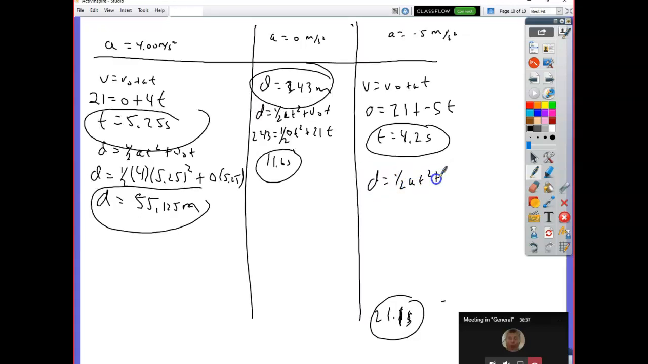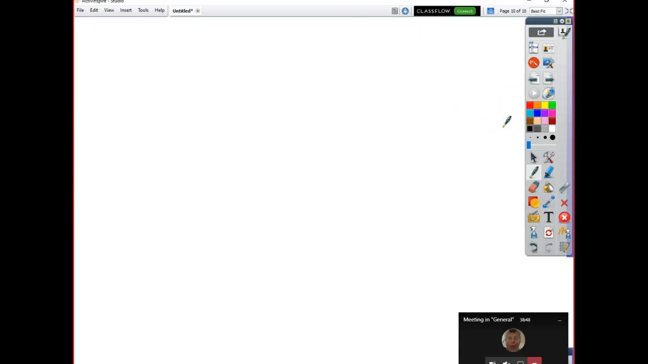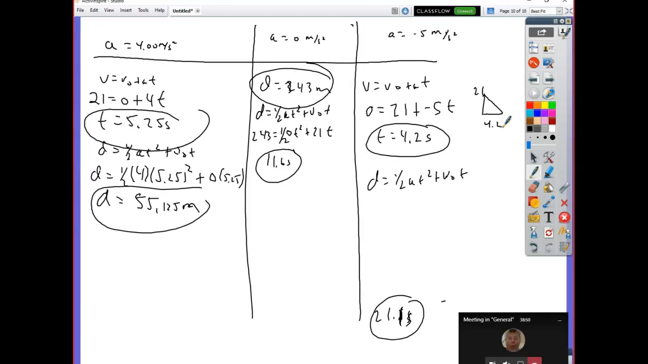I better use some displacement. 1/2 at squared plus v naught t. And this is a case where if you remember what you're doing, you could draw a triangle and be done in 2 seconds, right? You could go, wait a second, 21, 4.2, 1/2 that times that, I'm done. Or do it like you're supposed to. d equals 1/2, acceleration is -5, times the time, which is 4.2 squared, plus initial velocity, which was 21 times 4.2.